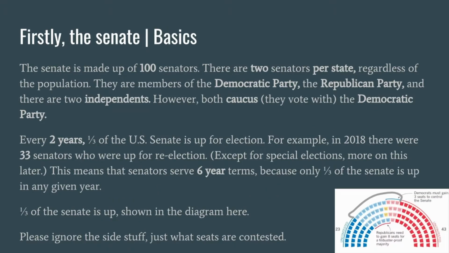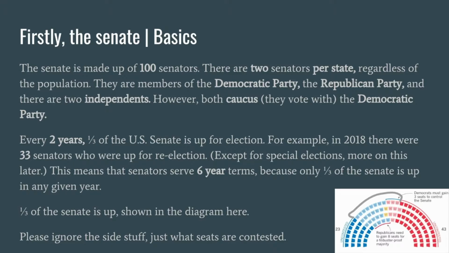Now, firstly, the basics of the Senate. It's made up of 100 senators, 2 senators per state, regardless of population. And there are members of the Democratic Party, the Republican Party, and 2 independents, but they both caucus with the Democratic Party, which means they both vote with the Democratic Party. So those 2 independents are basically Democrats.